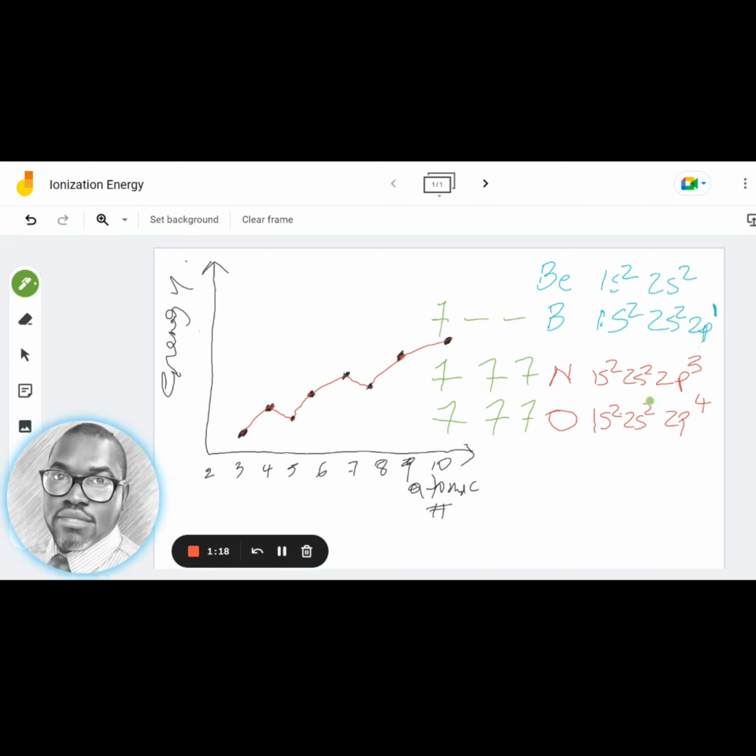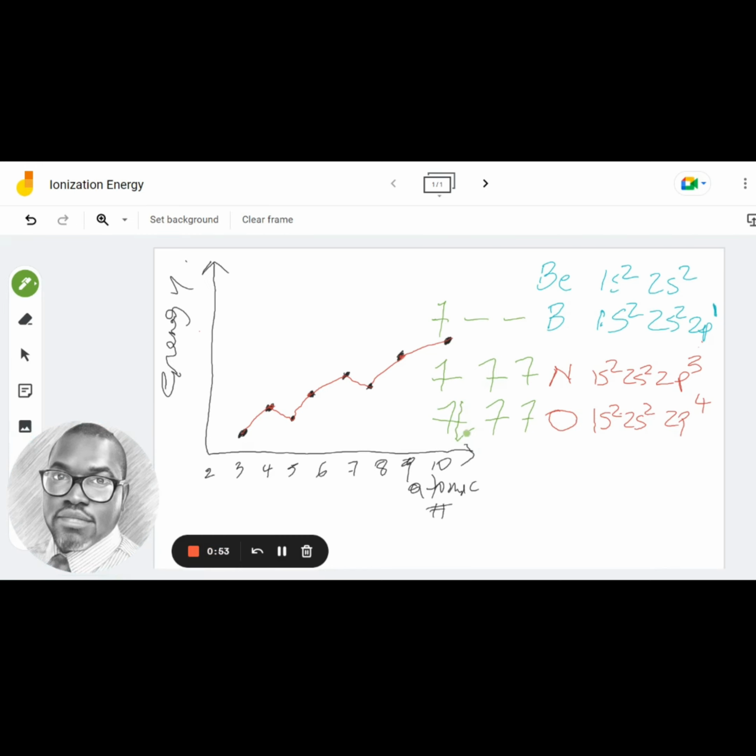In the case of nitrogen and oxygen, 7 and 8, notice that the electronic configuration of nitrogen is 1s2, 2s2, 2p3. And this is what the p orbitals look like for that, half filled. In the case of oxygen, you have 1s2, 2s2, 2p4. So what you have now is an additional electron in this area.